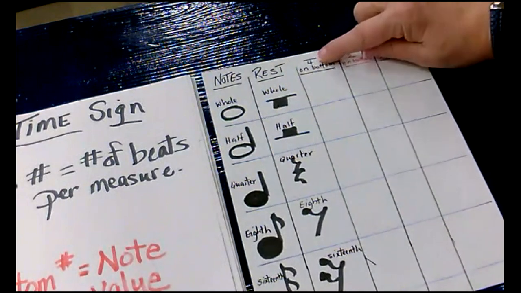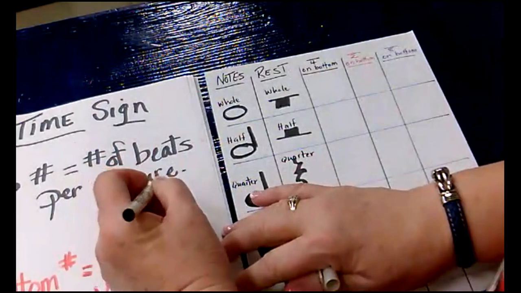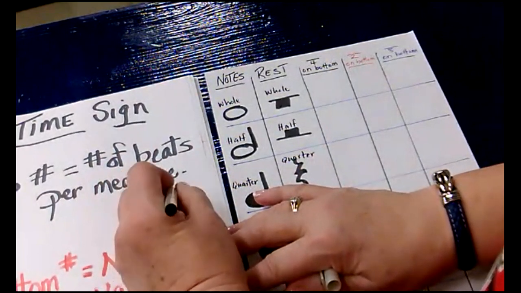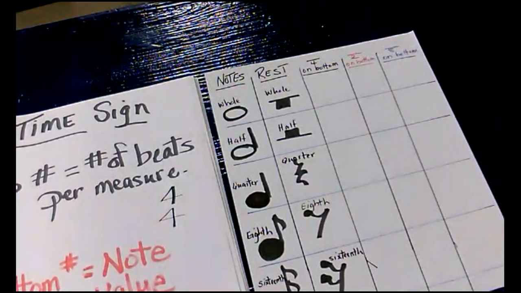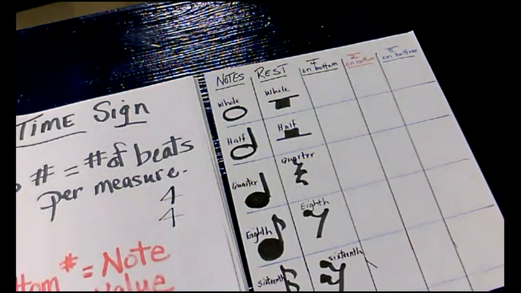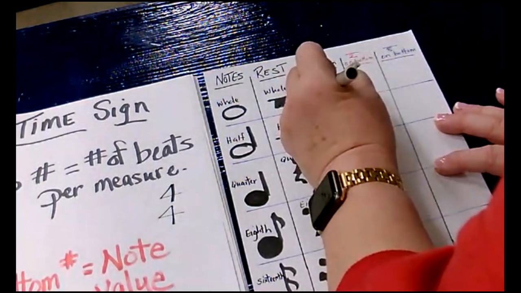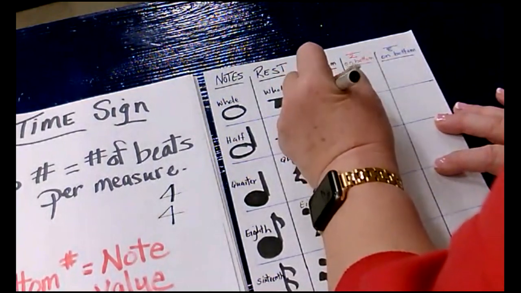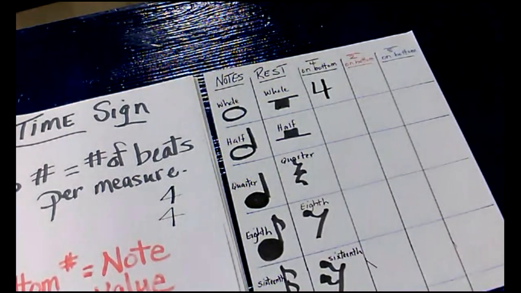So let's look at when the 4 is on the bottom of the time signature. Remember, our time signature looks like a fraction, right? So when the 4 is on the bottom, our whole note and our whole rest, what would they be equal to? 4. All right? So no matter if it's a rest, no matter if it is a note, it's going to get 4 counts.